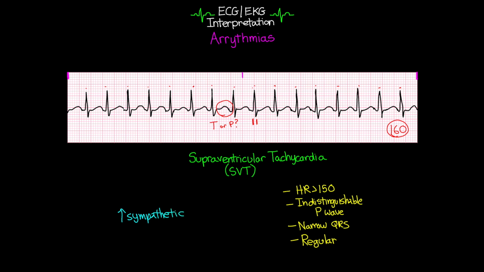But here for this example, heart rate of 160 is greater than 150. Can't really tell if there's a P wave in there. We do have that narrow QRS and a regular rhythm. Therefore, we can say that this is a SVT.